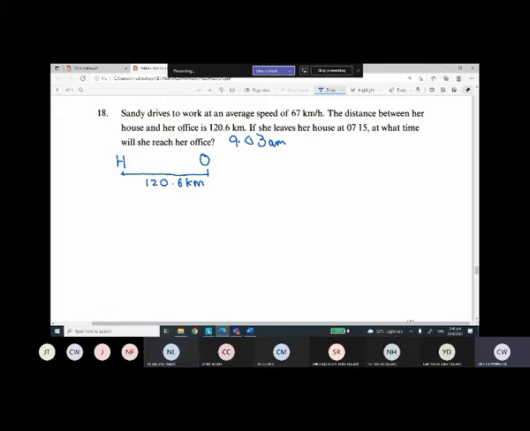She leaves her house at what time? She leaves her house early in the morning, 7:15 a.m. Now, how fast did she travel? You see there's a speed here. So you have a distance equal to 120.6 kilometers. The speed that she travels is 67 kilometers an hour, right? So you're supposed to find the time.